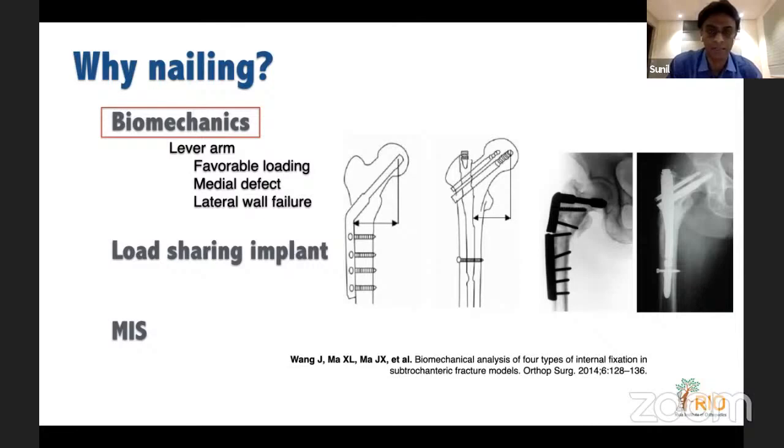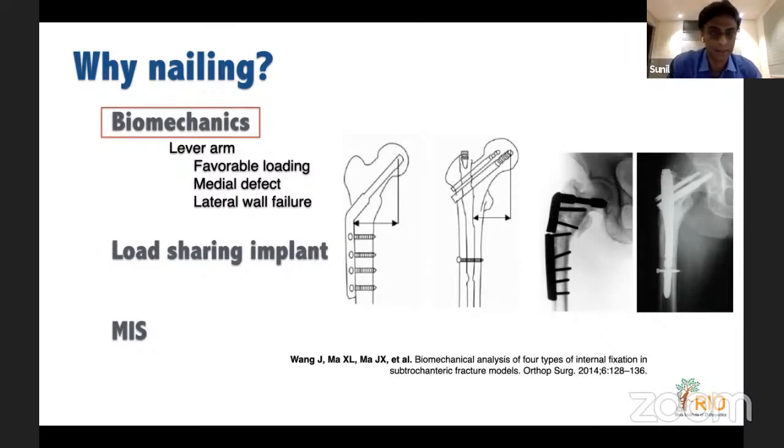And so when you have a medial defect or a lateral wall failure, a nail being in an intramedullary location gives you an enormous advantage with regards to resisting the forces across the fracture. Nail also tends to be a more load sharing implant. So it tends to load the fracture if you allow them weight bearing and also during dynamic forces that act along the hip during range of motion. So being a load sharing implant definitely helps with regards to loading patterns across the fracture and also in healing, and also allows the patient to be active and use the hip joint during the course of fracture healing.